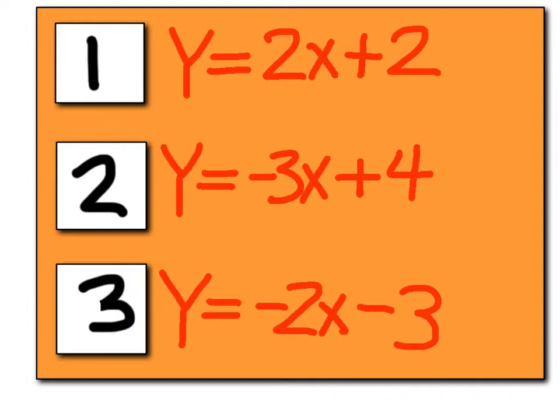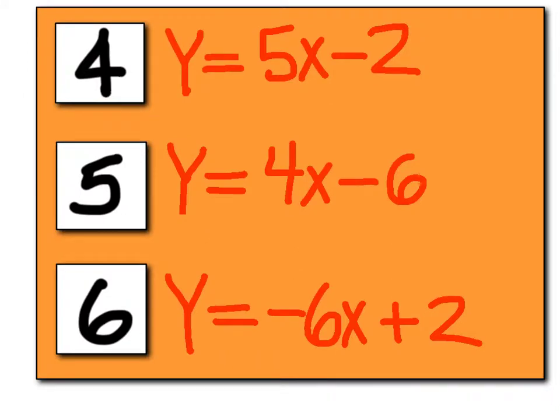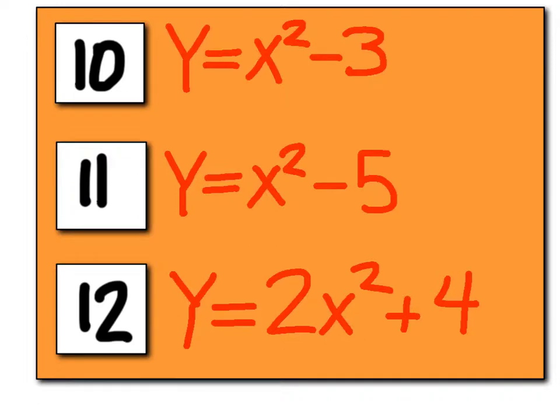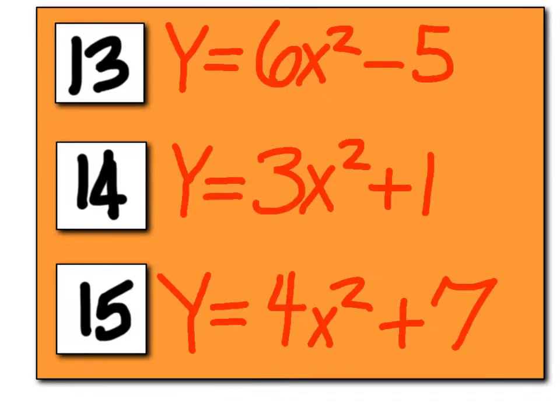Alright, answers for 1 through 3. Y equals 2x plus 2, negative 3x plus 4, and negative 2x minus 3. Alright, answers are y equals 5x minus 2, y equals 4x minus 6, and y equals negative 6x plus 2. Alright, answers are y equals 3x minus 7, y equals 8x minus 6, and y equals x squared plus 6. Okay, answers are y equals x squared minus 3, y equals x squared minus 5, and y equals 2x squared plus 4. Okay, answers are y equals 6x squared minus 5, y equals 3x squared plus 1, and y is equal to 4x squared plus 7.